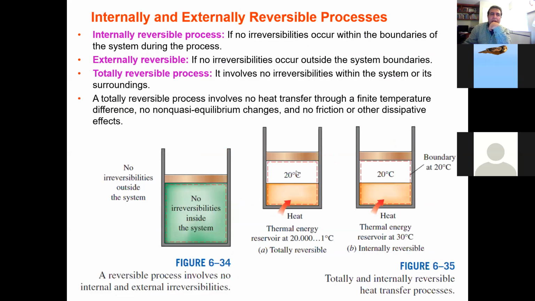All right, so an internally reversible process is one where no irreversibility occurs within the boundaries of the system during the process, and externally reversible if no irreversibility occurs outside the system boundaries. And then we have a totally reversible process. It involves no irreversibility within the system or its surroundings, and so on. You can look at these samples here.